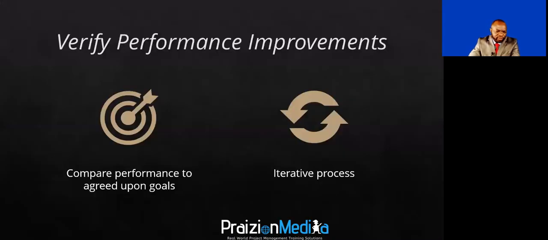So verify performance improvements. And this one is 1.3.4. And this is comparing their performance to agreed upon goals. And we also need to remember regarding this, it is an iterative process. And that brings us to the end of task 3. Next, we'll be moving into task 4.